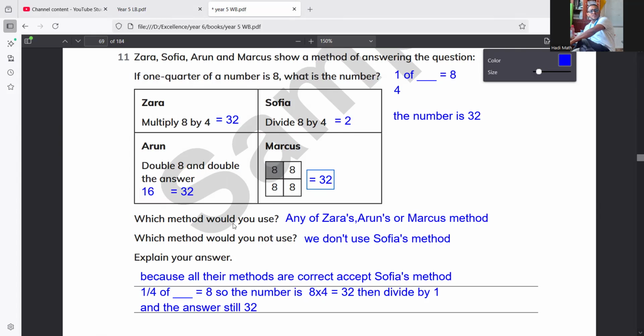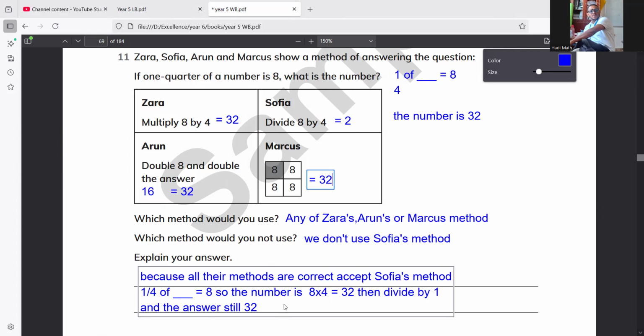So which method would you use? Any of Zara's, Aaron's, or Marcus' methods are correct. Which method don't we use? We don't use Sophia's method because it is wrong. All their methods are correct except Sophia's method. 1 over 4 of a number is equal to 8. So the number is equal to 8 multiplied by 4, which is 32. Then divide by 1 and the answer is still 32. So any one of the methods is correct.